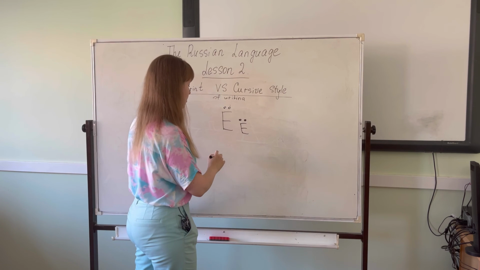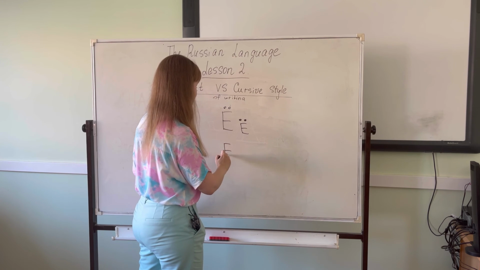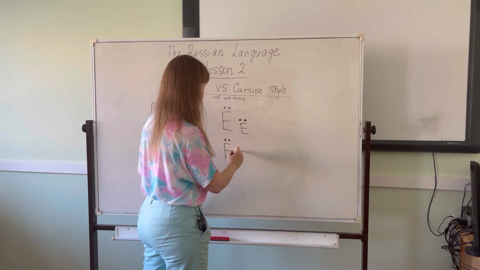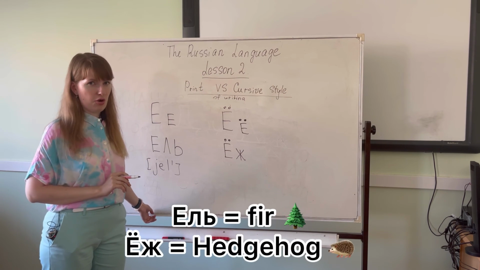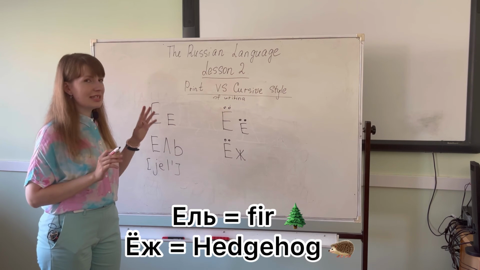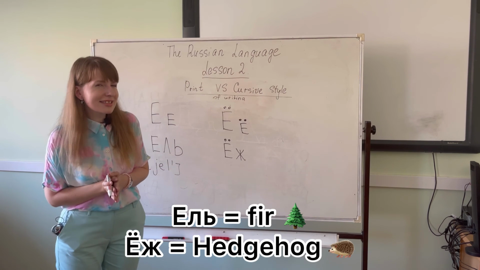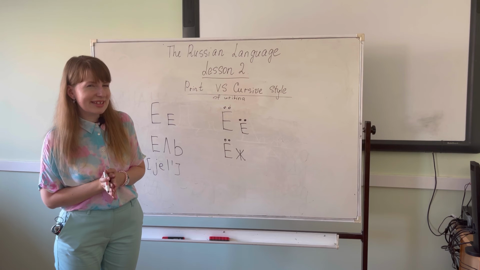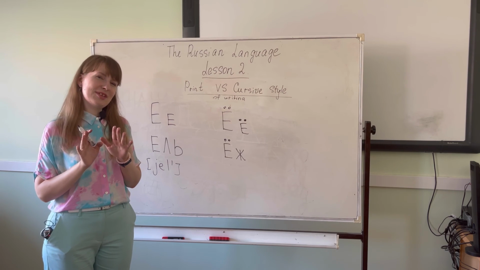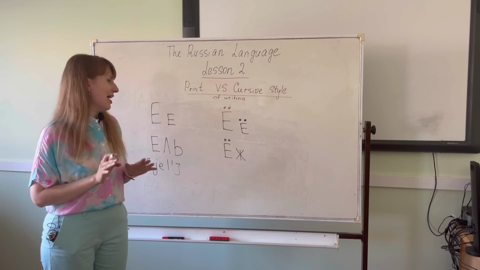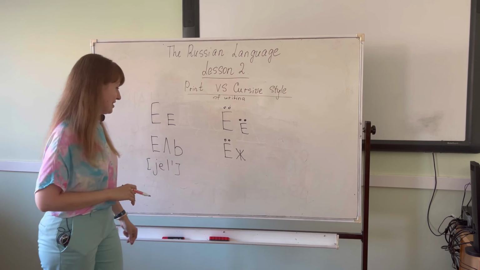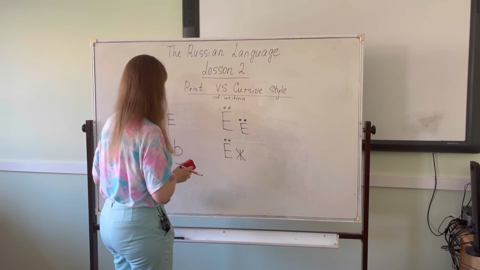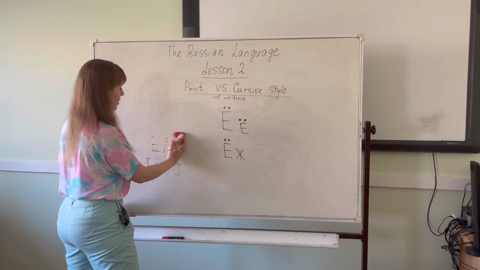And let it be ёж. Ёж means a hedgehog. Okay, so this is a hedgehog in Russian. How will it be? Let's try to do it yourself. It will be это ёж. It's very easy. Okay, and now let's move further.